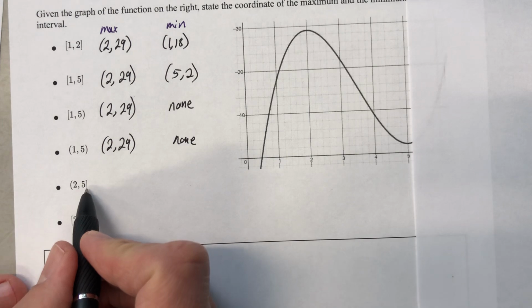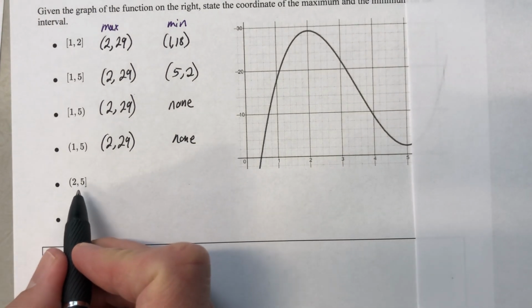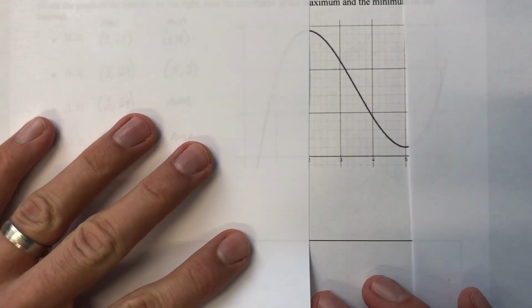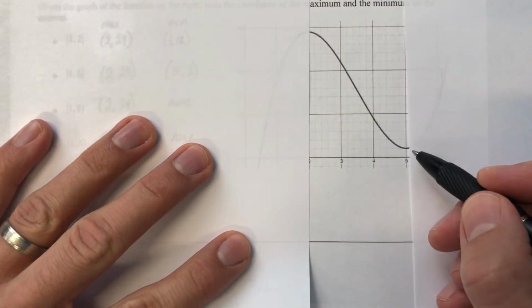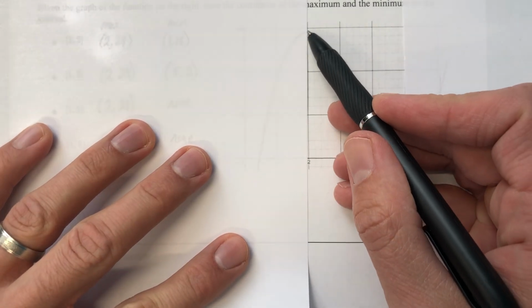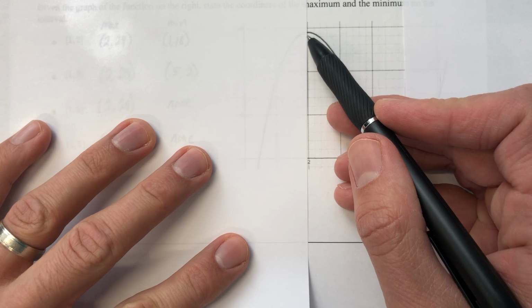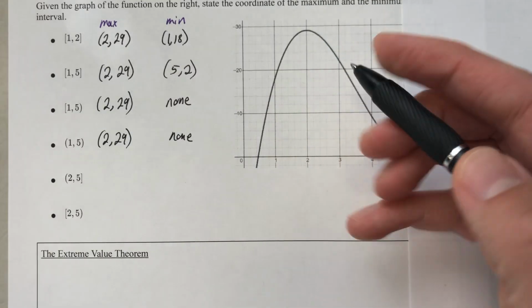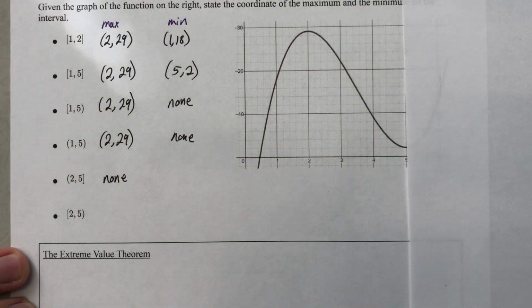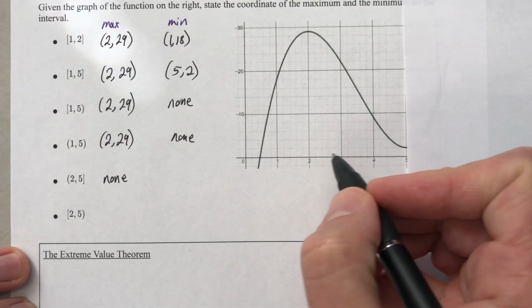Now let's go from 2 to 5. I cannot include 2. I can include 5. I cannot include 2. I can include 5. So what is the highest point? I'd love to say it's this, but I'm not allowed to count that. So there is no highest point. There's none. So finally, we broke the streak of having the same maximum. The minimum is at 5, 2.